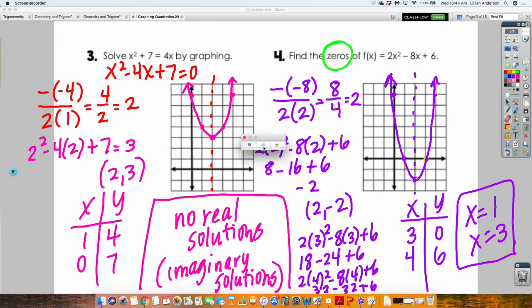You notice how number 3 is not in standard form? You got to subtract it over. This could happen, so make sure it is in standard form. Make sure it's in the form of ax squared plus bx plus c. So you have to subtract the 4x over. Then we can do all the goods. Negative b, what's b? Over 2a, what's a? Negative 4 becomes a what? Positive 4 divided by 2, which is 2.